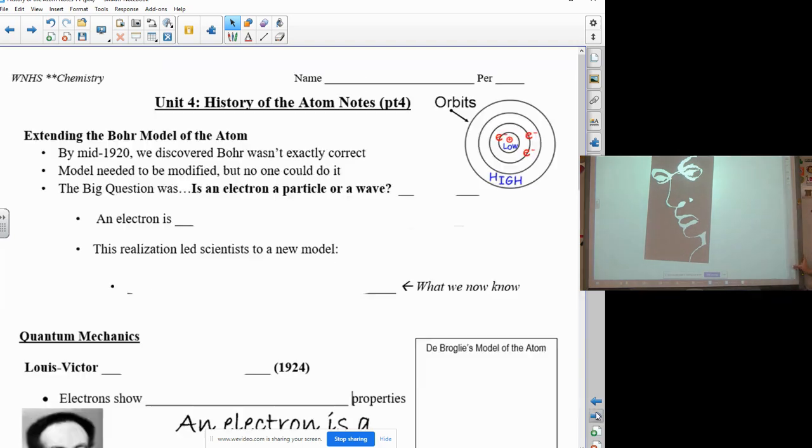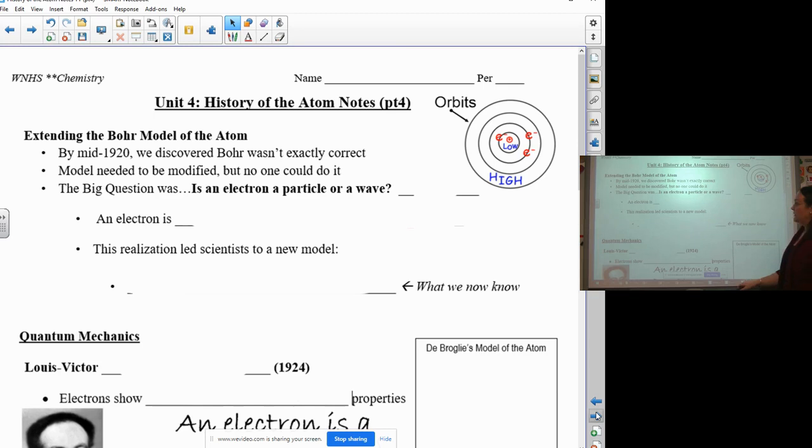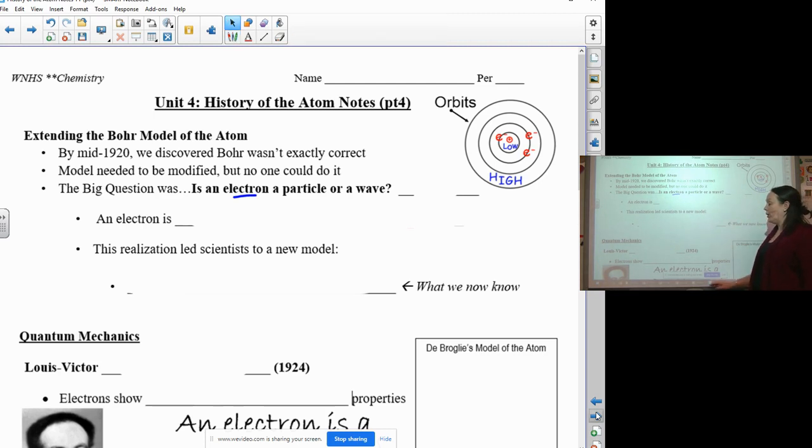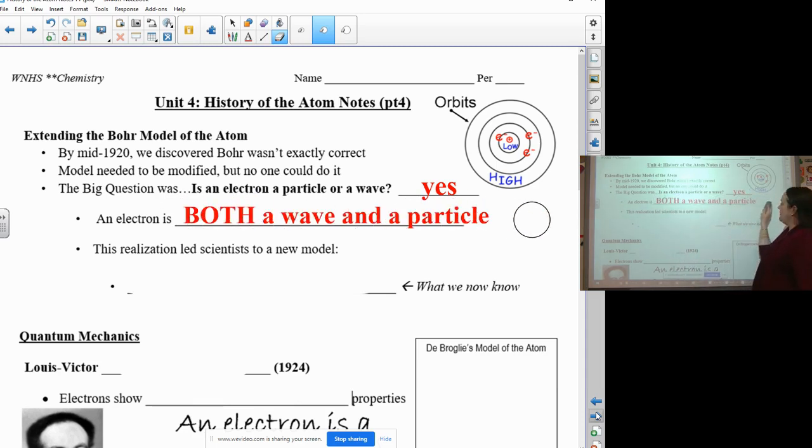Okay. So what we ended up having was a big question. The problem we're having is we don't think Bohr is correct. Is the electron a particle or a wave? And the answer to that is yes. Which is a very strange answer because it's either a wave or a particle. Can it be both? An electron is both a particle and a wave at the same time, depending on when you're looking at it. So that's why quantum mechanics is reserved for chemistry.